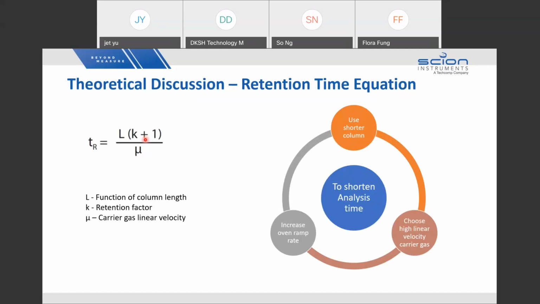So in general, to shorten analysis time, you need to use shorter columns and choose a high linear velocity carrier gas. There are a couple of carrier gases I think you are familiar with: nitrogen, helium, hydrogen. Which is the fastest? Hydrogen. But there are some concerns using hydrogen; later I will cover this. You also need to increase the oven ramp rate, the temperature. If you have a higher temperature in the GC oven, all the components tend to elute faster, which is able to shorten the analysis time.